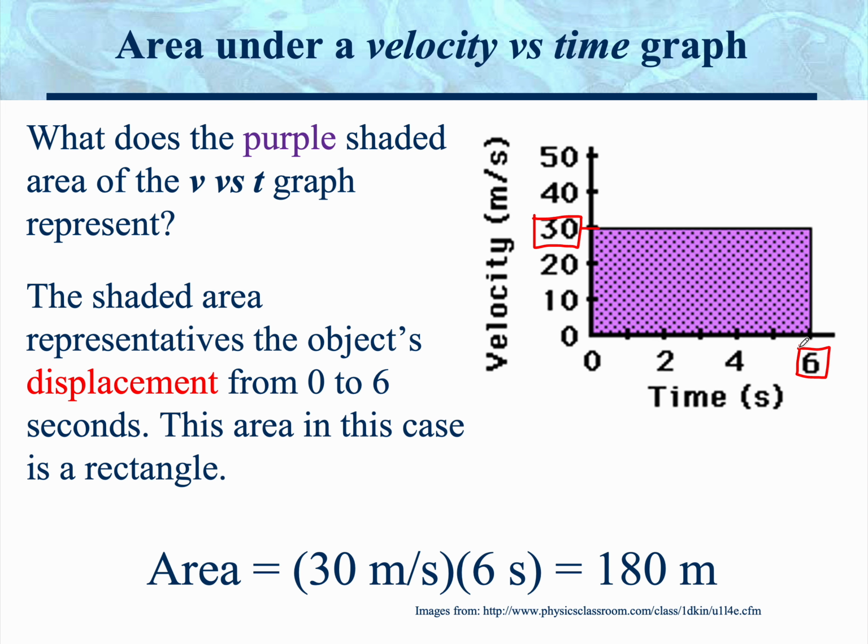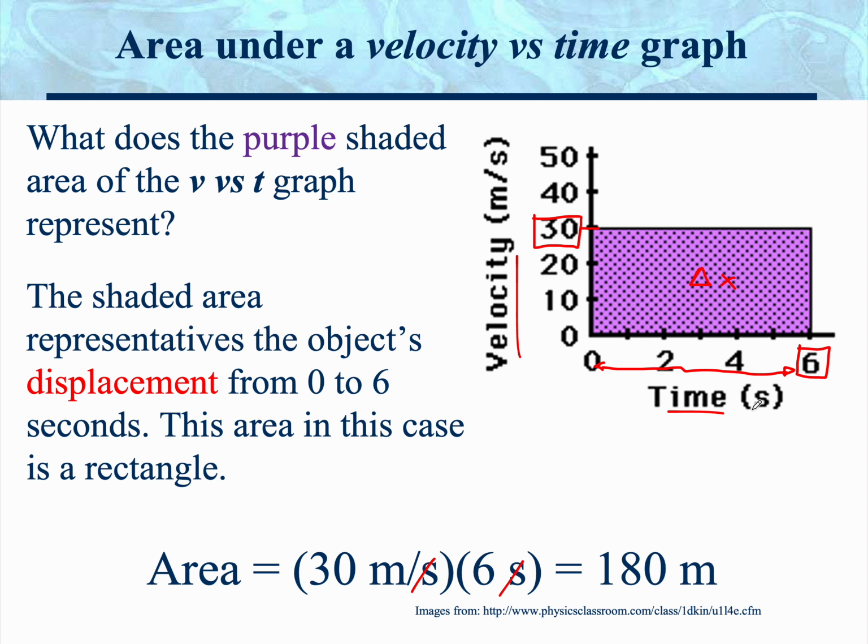In this particular case, the height is 30 meters per second. The width is 6 seconds this way. And if you watch your units, something interesting happens. Seconds cancel, and you'll end up with just 180 meters. So here's our big idea. The area underneath a velocity versus time graph, velocity and time, is always going to give you the displacement, the change in position of an object.